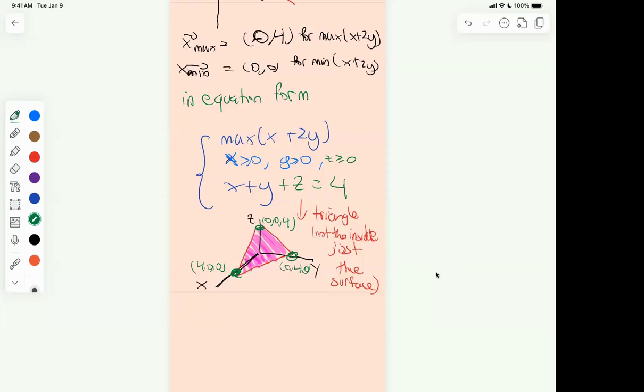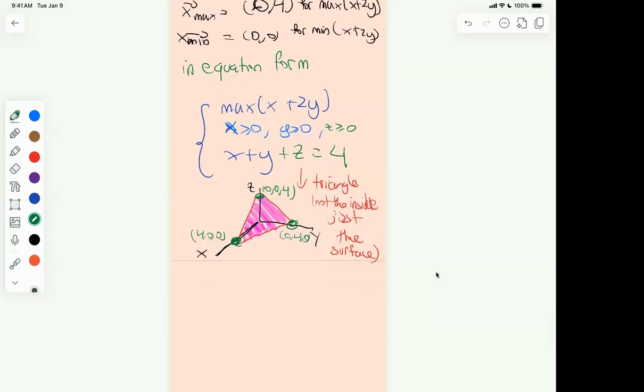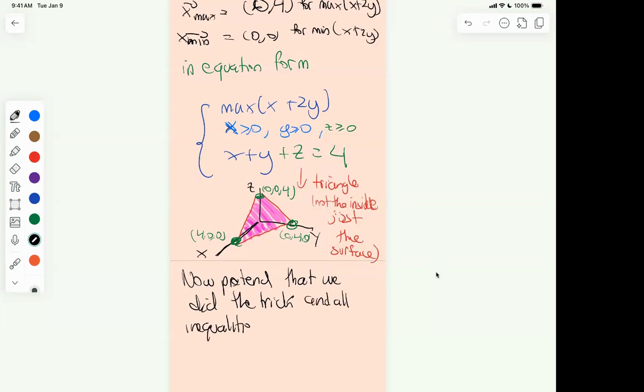So the first thing, just to rewrite: from now on, pretend that all the systems are in equation form, that we did this trick. And all the inequalities are now equalities.